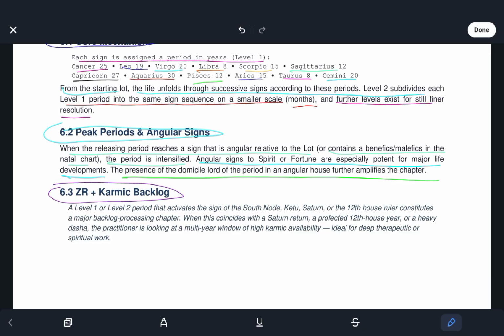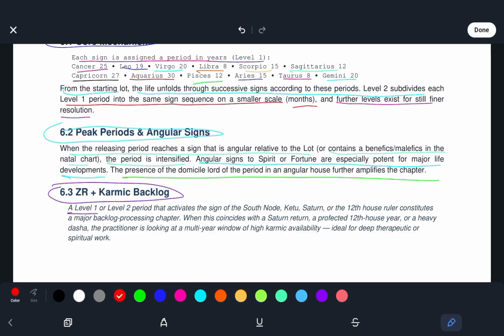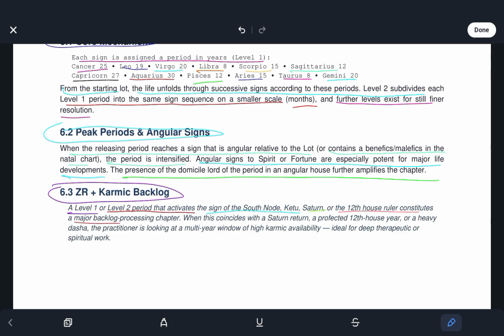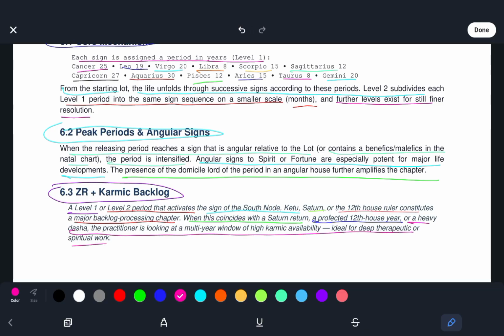So, zodiacal releasing and karmic backlog: a level 1 or level 2 period that activates the sign of Ketu, Saturn, or the 12th house ruler constitutes a major backlog processing chapter. When this coincides with a Saturn return, a profected 12th house year, or a heavy dasha, the practitioner is looking at a multi-year window of high karmic availability, ideal for deep therapeutic or spiritual work.